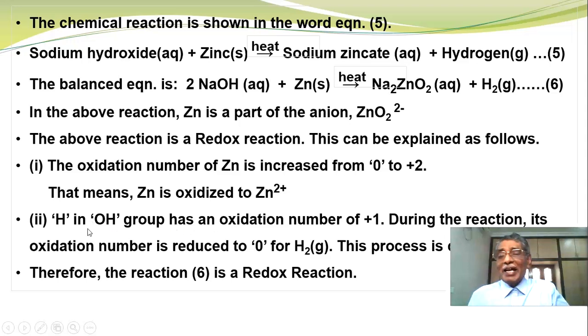Now H in the OH group has an oxidation number of plus 1, but during the reaction its oxidation number is reduced to 0. For H2 the hydrogen oxidation number is 0. This process is called reduction. Therefore, the reaction 6 is a redox reaction.